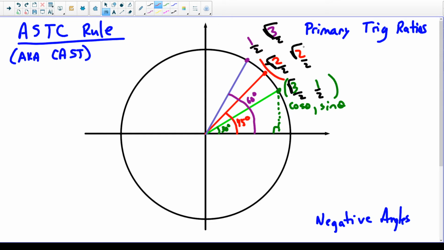And what we end up with are the cosine and sine values. I should say it in order. So the first column would be your cosine values of each one of those angles, and the second column would be the sine value of all of those angles.